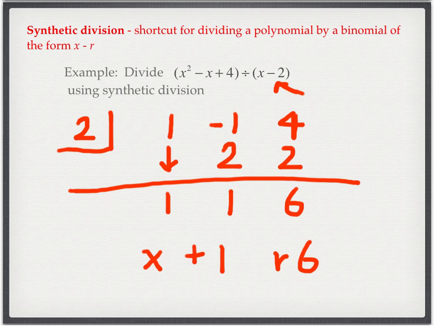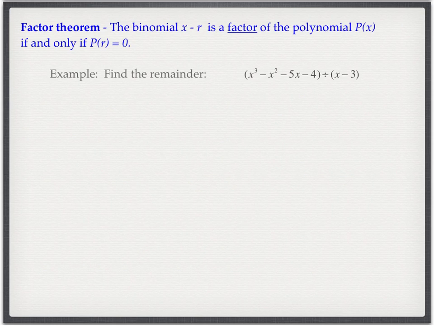Again, if all I was looking for was the remainder, I could have found that much more quickly simply by plugging 2 in place of x in that original polynomial. But I was more interested in the quotient and the remainder in a problem like this. Next we're going on to something called the factor theorem.